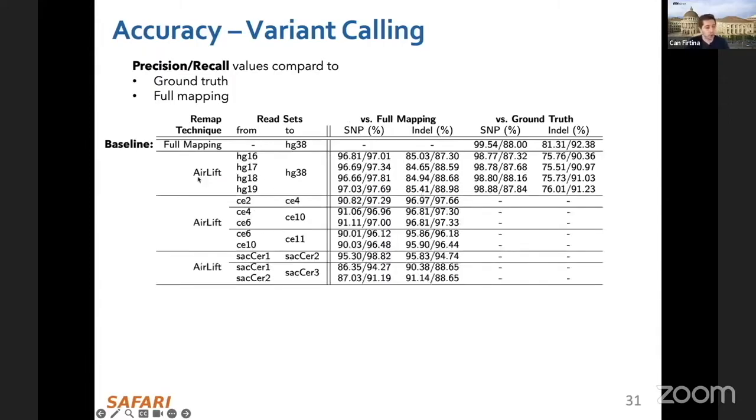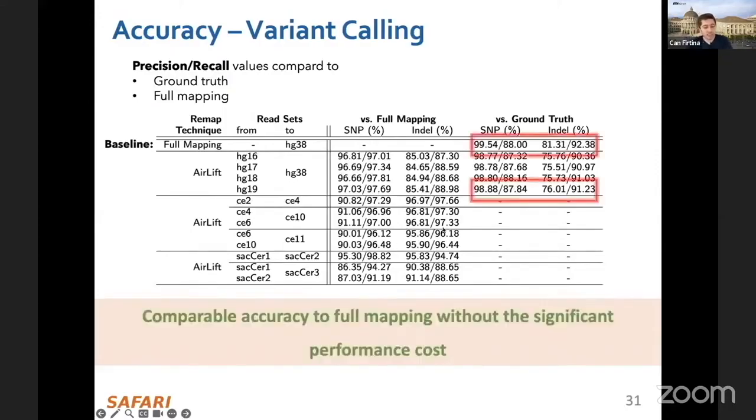And for all other data sets, which are the worm and the yeast data sets, we don't have a ground truth variant calling for that. But for those, we compare our variant calling results that AirLift generates with the full mapping variant calling. But essentially what we see is that AirLift provides a comparable accuracy to full mapping without a significant performance cost. So we see this by looking at these results.